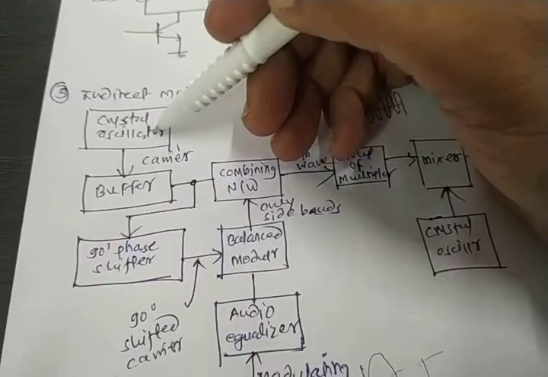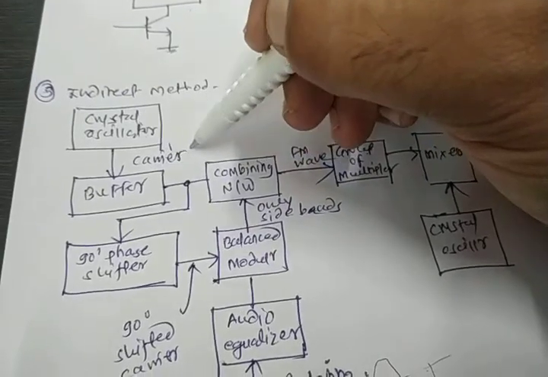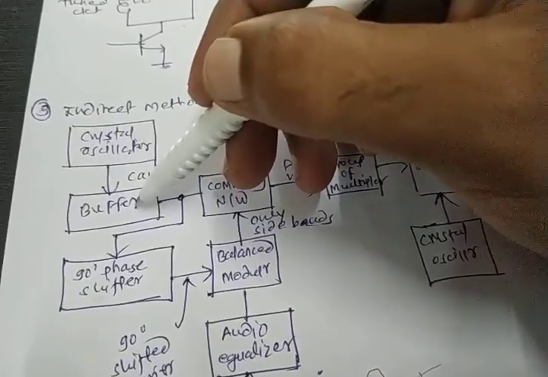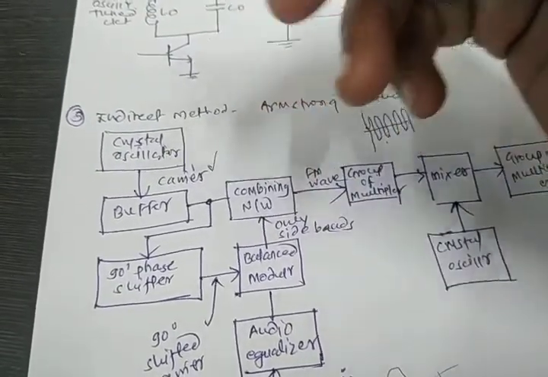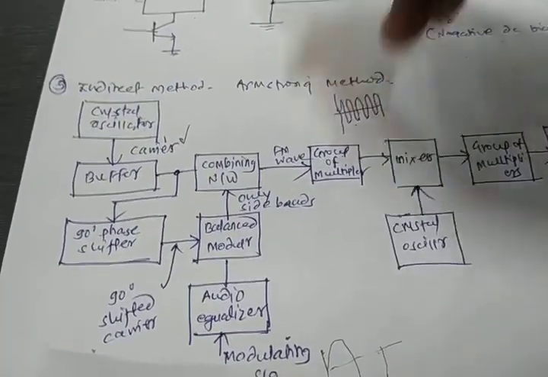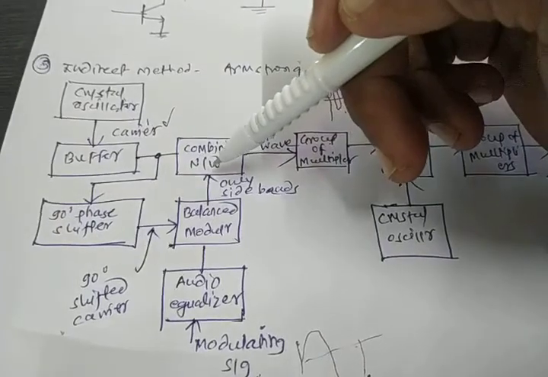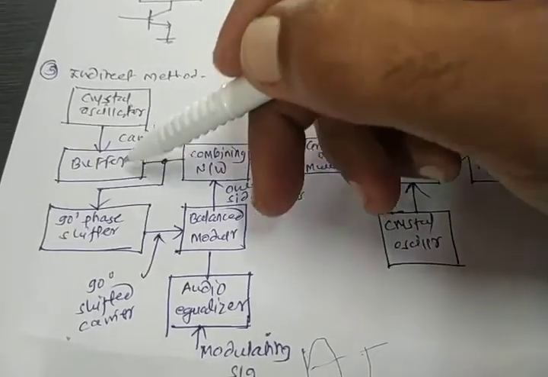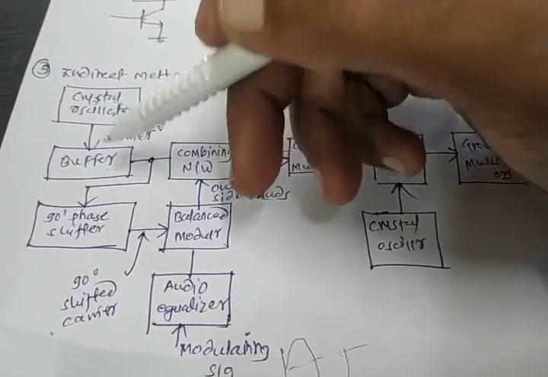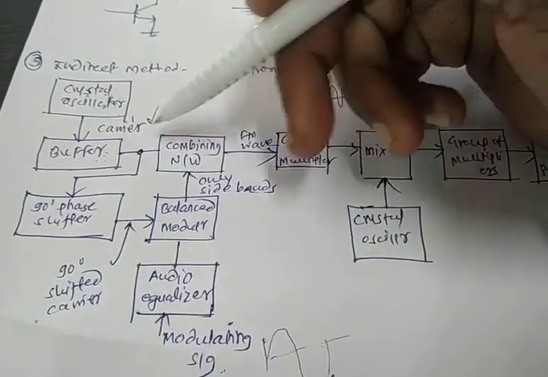The purpose of the first block, the crystal oscillator circuit, is to generate the carrier signal, and this carrier signal is transferred for buffering purpose. Here we can observe some buffer circuits, and they properly buffer that carrier signal. They avoid some errors in that signal and generate a good quality signal. This buffered signal is then transferred to the next block, called the combining network.